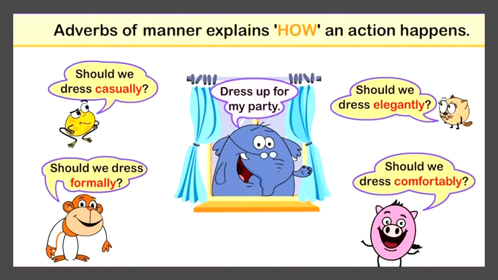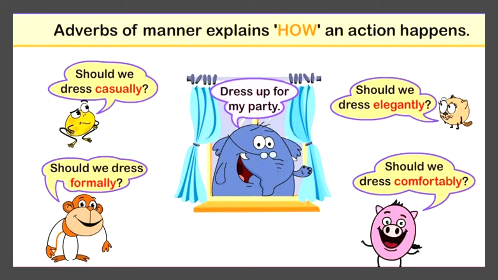So dear children, the first kind of adverb is adverb of manner. Manner means how an action happens. Now you can see on your screen so beautiful illustrations. Should we dress casually? Why is the frog saying so? Because an elephant has come up and he's saying, dress up for my party. Now different animals are wondering how they should dress up. Should we dress casually? Should we dress formally? Should we dress elegantly? Should we dress comfortably?